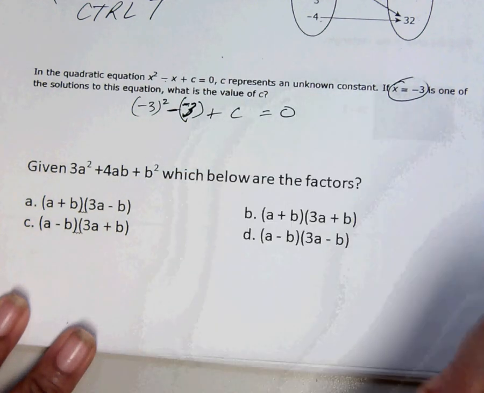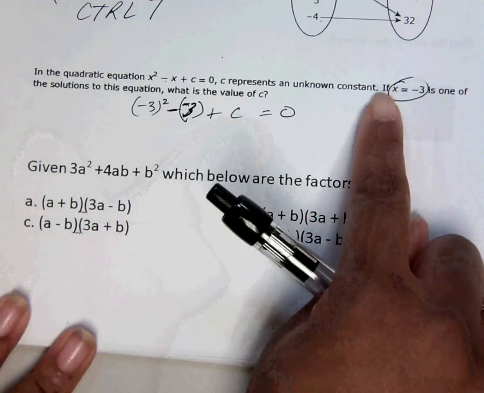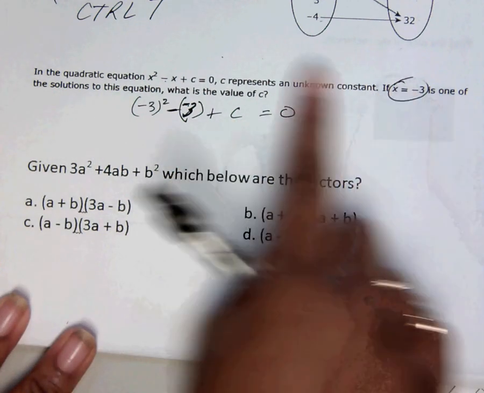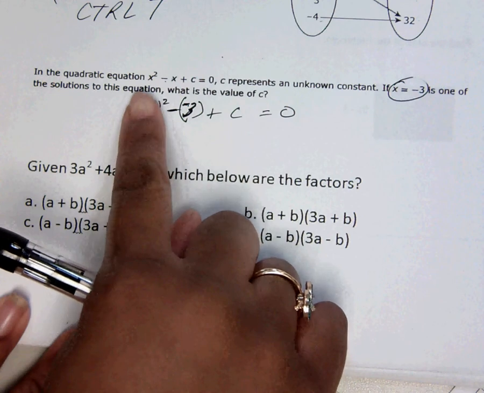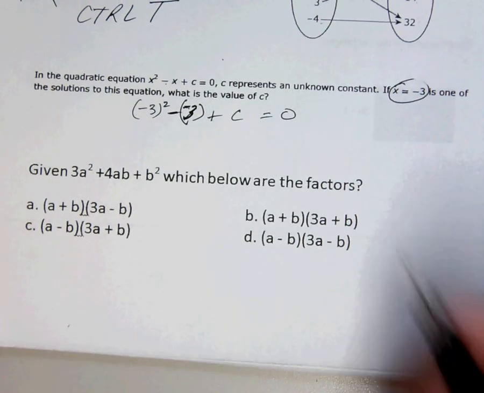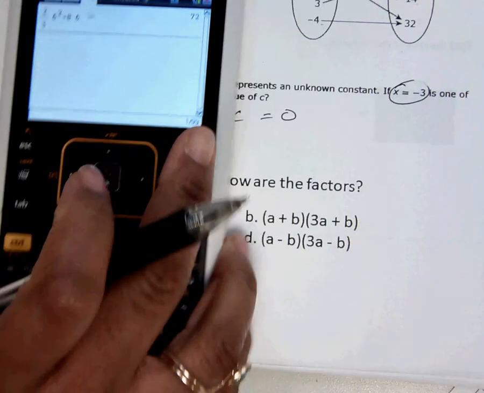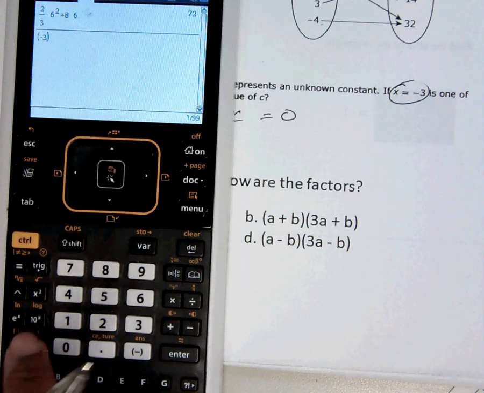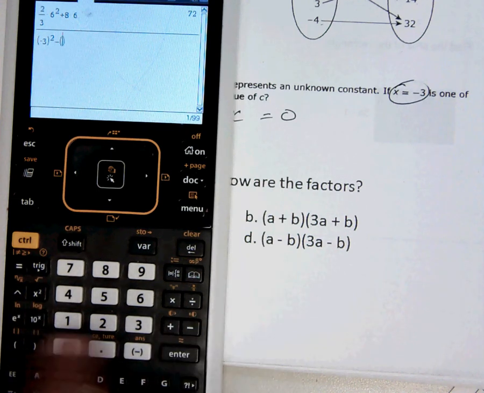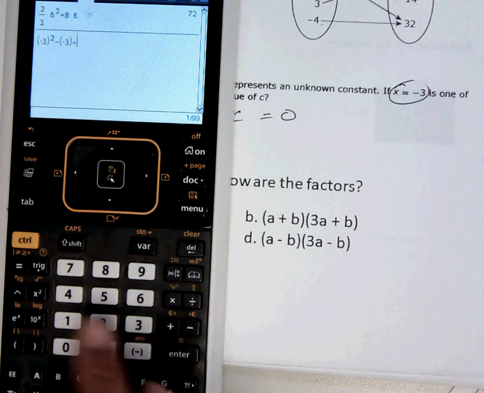So all we have to do is figure out what c has to be so that it equals 0. And if it says x equals -3 is one of the solutions to this equation, what is the value of c? See what I mean? All you have to do is plug in what you think c is and try to get 0. So parentheses -3 squared minus parentheses -3 plus, so let's try 1.